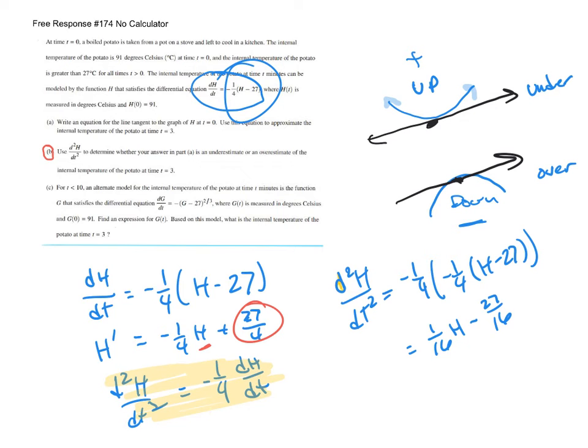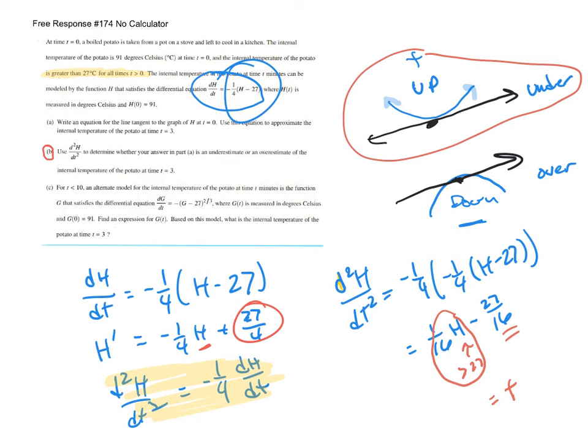Now we have to go back up to the written description here and notice that it tells us that the temperature is greater than 27 degrees for all the times greater than 0. And so when we plug a value in for h right here, this guy is greater than 27, meaning that this fraction is bigger than this one. And so this is going to be positive. That means that we have this situation, and therefore we have an underestimate.